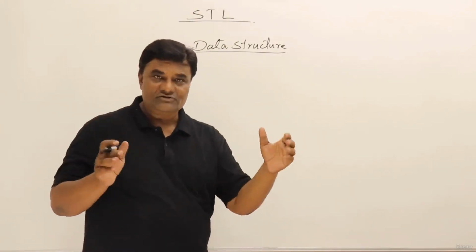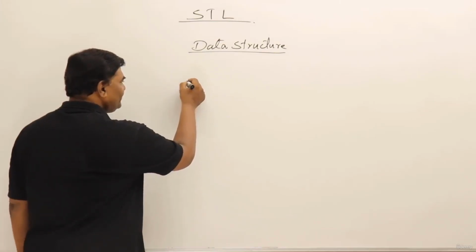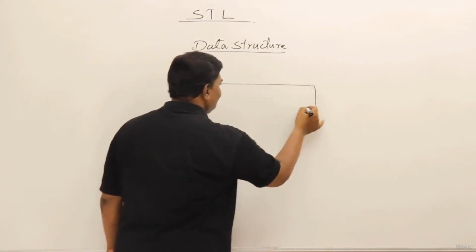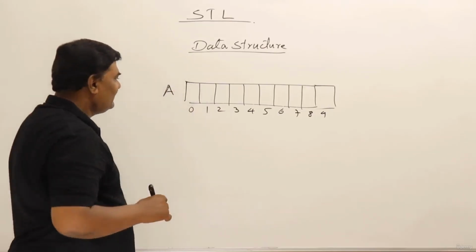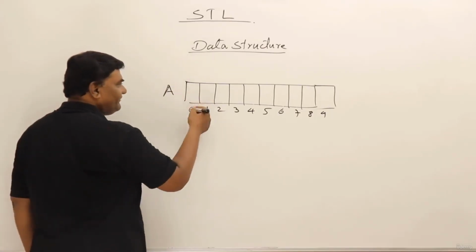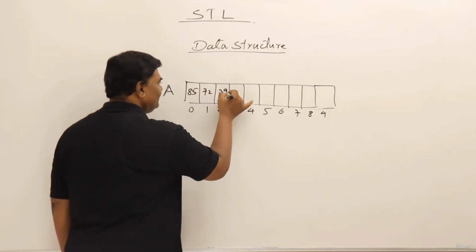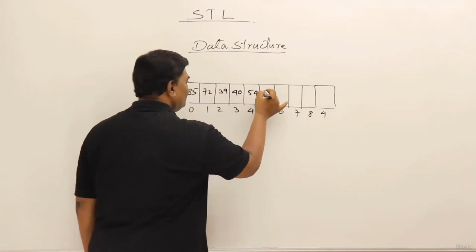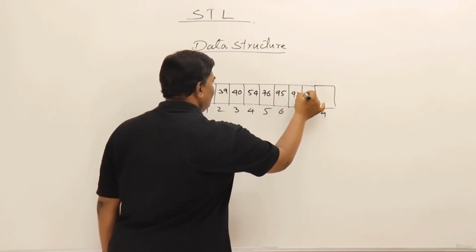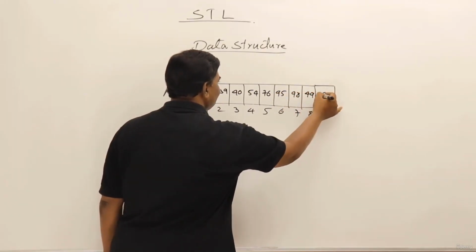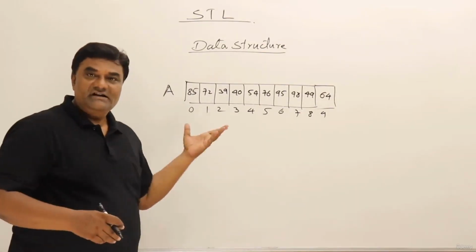So there is a collection of data. Let us take an example of 10 students' marks. Where do you keep 10 students' marks? We keep them in an array. Yes, we create an array like this. Now in this I can store marks of all the students like 85, 72, 39, 40, 54, 76, 95, 98, 49, 64. I have kept the marks of 10 students here. So this is an array.